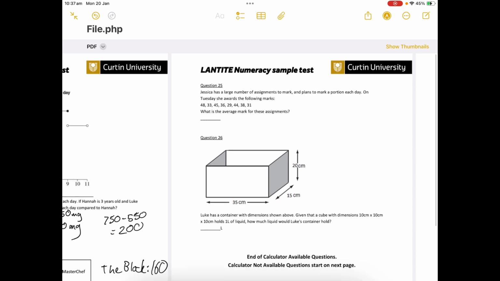Alright. Question 25. Jessica has a large number of assignments to mark. The plan is to mark a portion each day. On Tuesday, she awards the following marks. What is the average mark for these assignments?